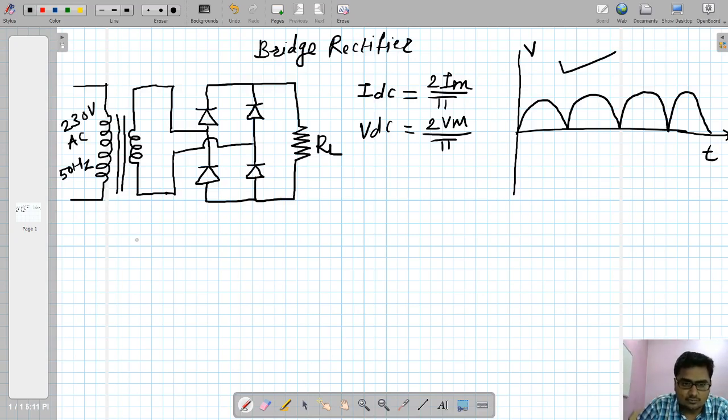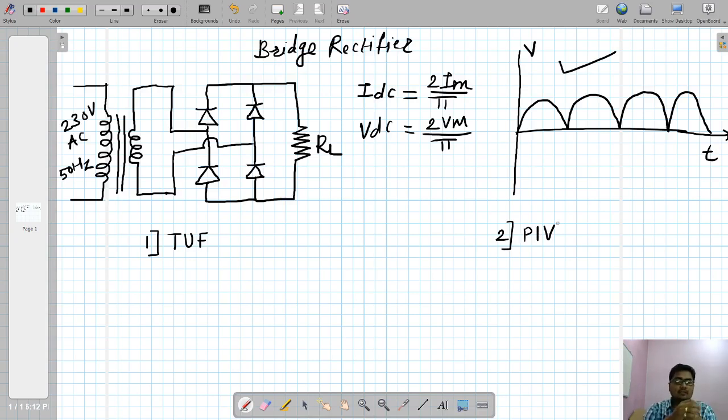First parameter is transformer utilization factor, and second parameter is, okay, I'll write the second parameter here. The second parameter is PIV, peak inverse voltage. Those two parameters are different for bridge rectifier if we compare bridge rectifier with center tap rectifier. Why is it different?